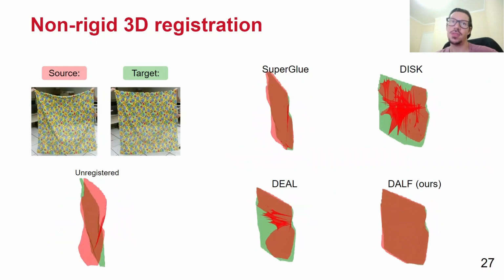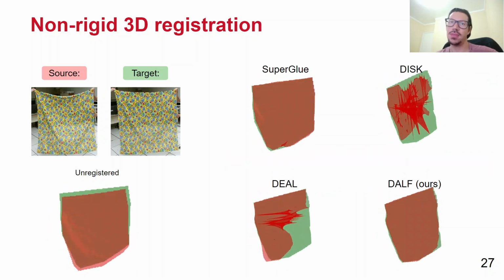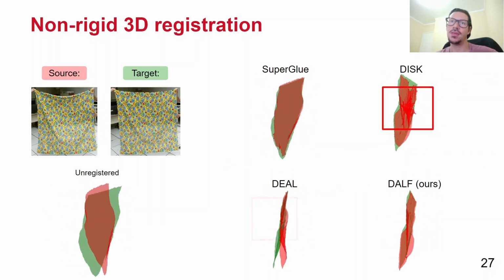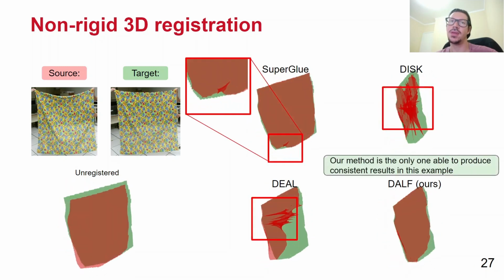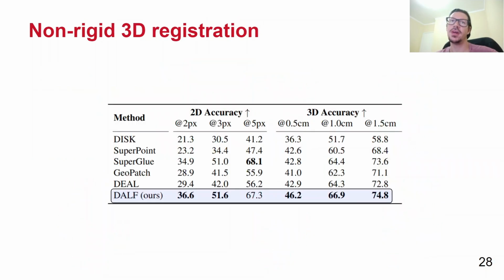In this other image pair, with visible deformations, all methods but ours deliver a consistent alignment between the source and target meshes. Regarding accuracy, DOLF is able to provide more accurate registrations considering both 3D and 2D errors, showcasing the advantages of the deformation awareness in cooperative detection and description of key points for non-rigid matching tasks.